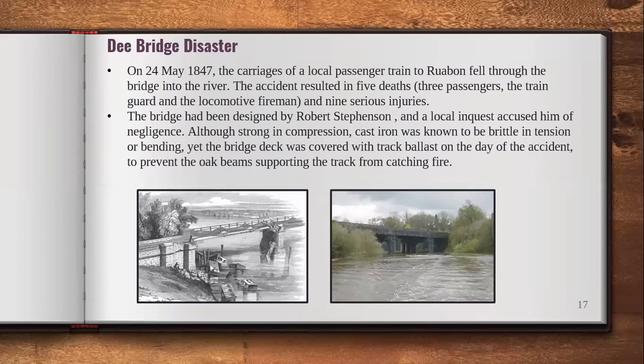Although strong in compression, cast iron was known to be brittle in tension or bending, yet the bridge deck was covered with track ballast on the day of the accident to prevent the oak beams supporting the track from catching fire. So as you can see, the scenario or the cases given was more on bridge, on casualties or accidents happened in the bridge, train, vehicles, because dito kasi madalas nakikita yung mga marurupok na gawa, yung mga hindi talaga napagplanuhan kung paano bubuuin. And then, again, an investigator himself, ang isang simpleng investigador ay hindi mahuhulaan kung ano yung nangyari sa infrastructure na yon, kung ano yung pwedeng ikaso sa mismong gumawa nung bridge na yon.